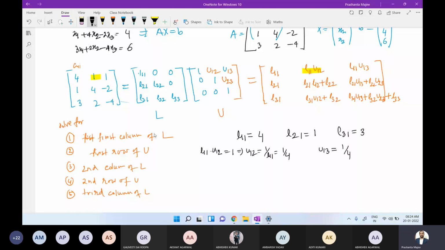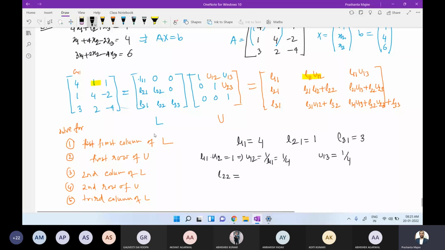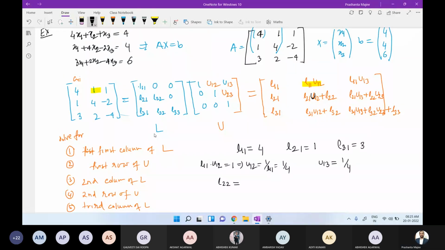Which elements come first in the second column of L? L22. So what is L22? 4, sir. Let me check. L22 will be 4 minus L21 into U12. Sorry, U12, this is U. So L21 into U12. So it will be 4 minus L21 into U12.